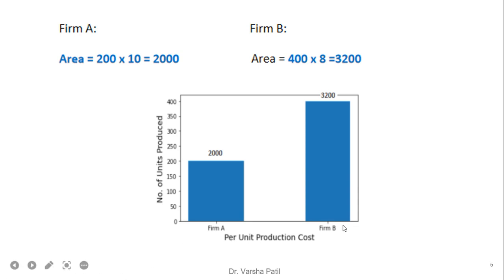Now this is the firm A, firm B. Here length represents the number of units produced by each company. So here company A produced 200 units while company B produced 400 units. Now here the cost is different and cost is represented by width. So here cost is 10, represented by this width, and here the cost is 8, represented by this width. So it is the multiplication of length into breadth which gives out the area.